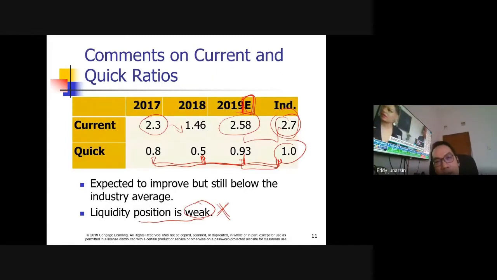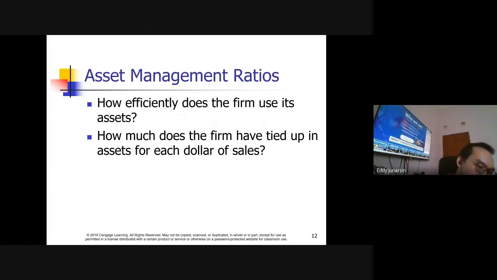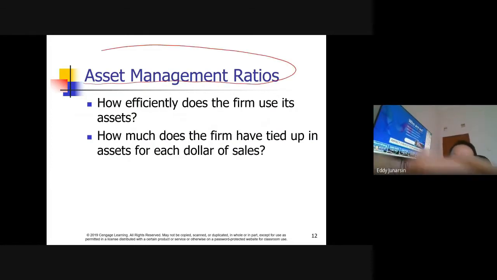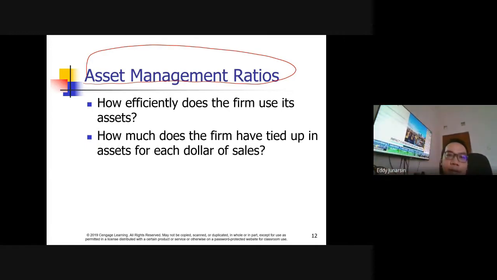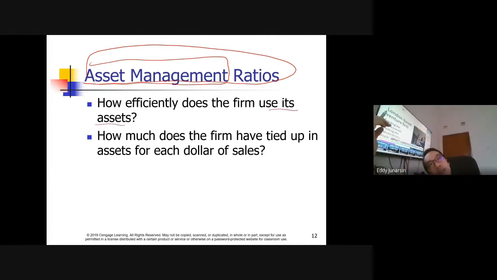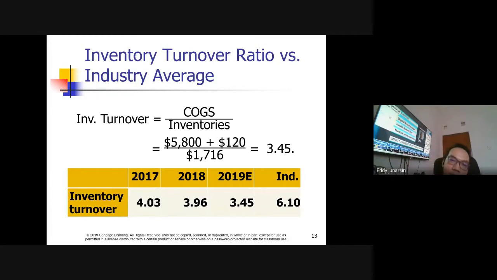Okay, so those are liquidity ratios. So second category here, we have asset management ratios. So you see the name here, asset management. So we are gauging how efficient a firm is utilizing its assets, right? So how efficient a firm is using its assets, asset usage, asset efficiency. So we see the first type of ratio included into this category. So inventory turnover ratio. This is a very famous one.